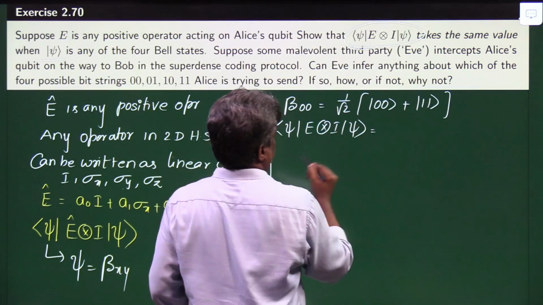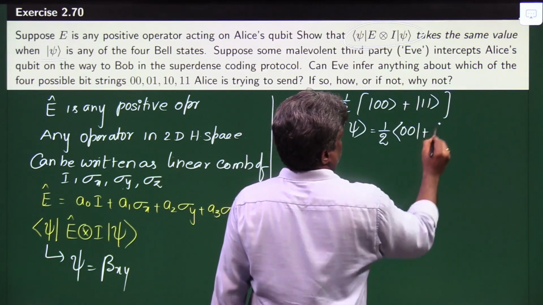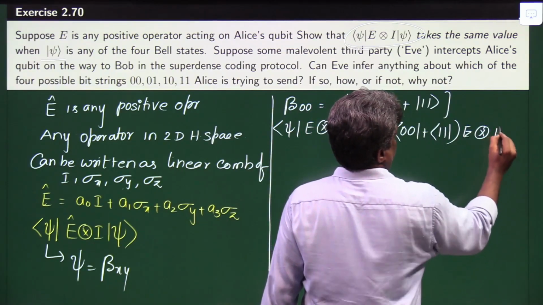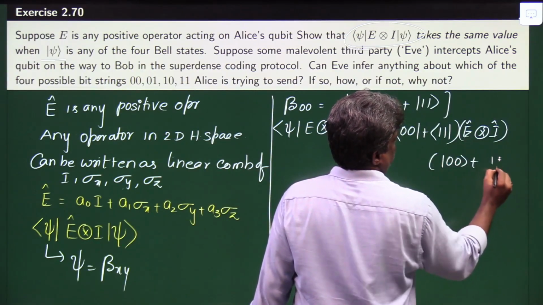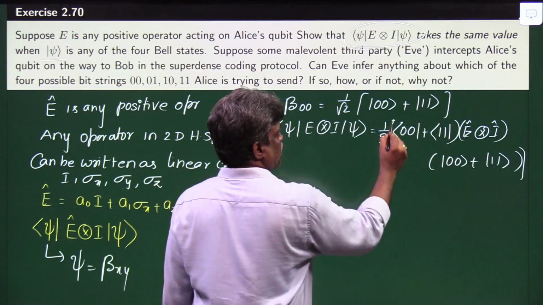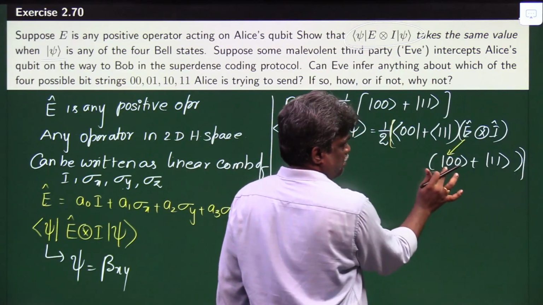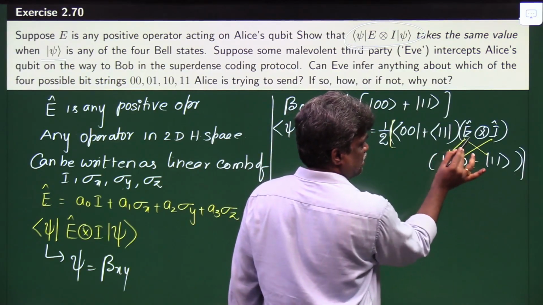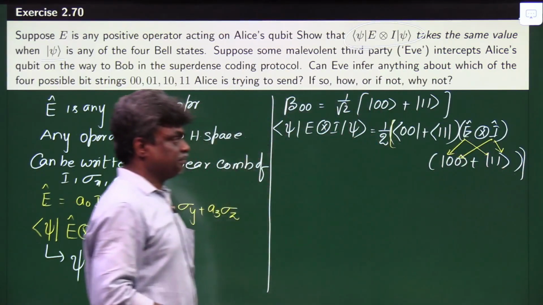So this is nothing but 1 over root 2, 1 over root 2, 1 by 2. This is the bra vector ⟨00|, bra vector ⟨11|, and this is E tensor I, and here we have ket |00⟩ plus ket |11⟩. And remember, earlier we have done a similar problem like this. So this one will operate on the first bit, and this one operates on the second. Similarly, this operates on the second.